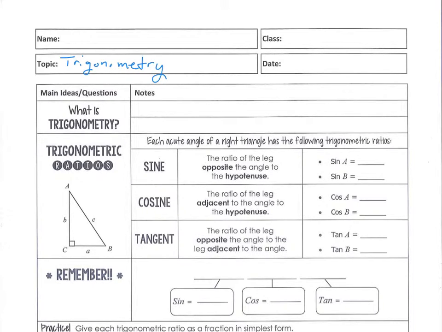Okay, so we're looking at trigonometry. Does anybody know what trigonometry is? Triangles. It deals with triangles. We use trig to find measures of distances and angles that are difficult to find under other circumstances.